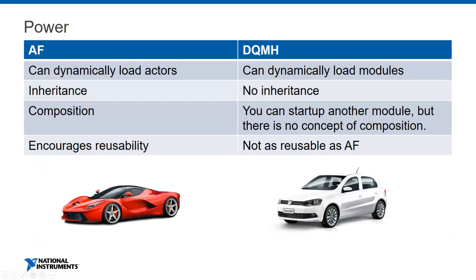All right, power. The Actor Framework is definitely the Lamborghini. It is way more powerful because you've got two different ways that you can extend it. You can take an existing actor and make a child of it and add some specific functionality. And in that child, not only can you use inheritance and dynamic dispatch overriding, but you can also add all new actors. You can add a whole new branch to the actor tree, and that's really powerful.